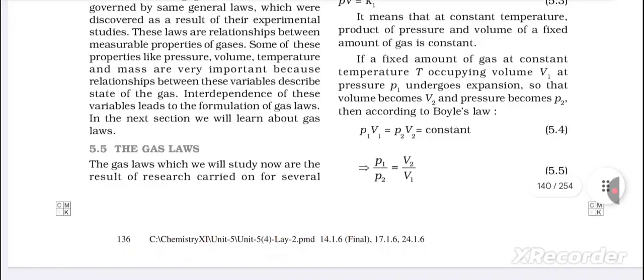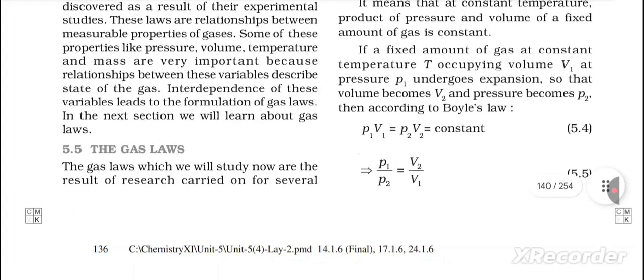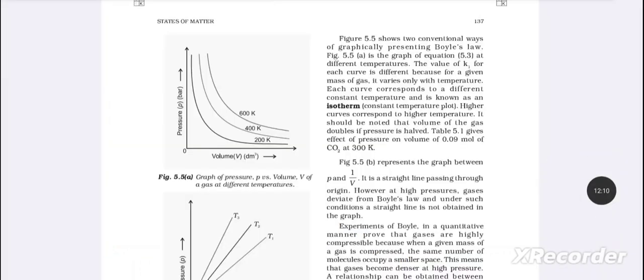If a fixed amount of gas at constant temperature T occupying volume V1 at pressure P1 undergoes expansion, so that volume becomes V2 and pressure becomes P2, then according to Boyle's law, P1 V1 equals P2 V2 equals constant. P1 upon P2 equals V2 by V1.